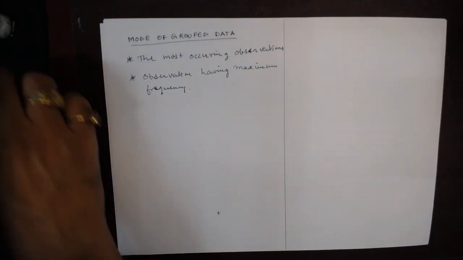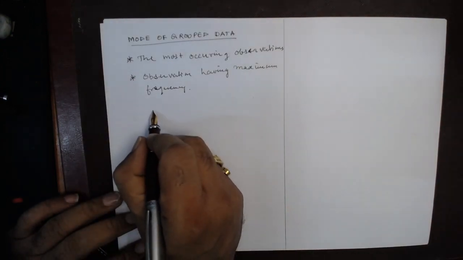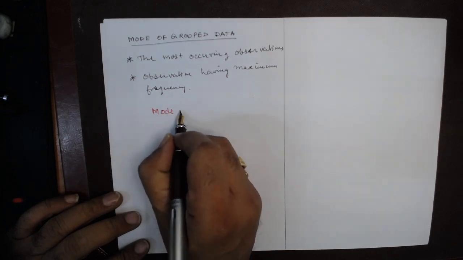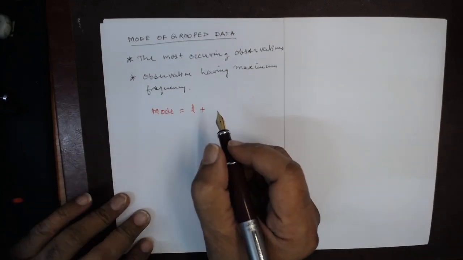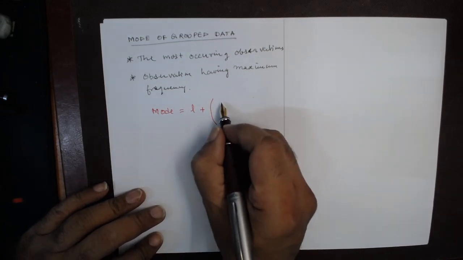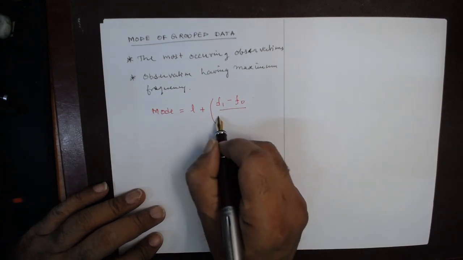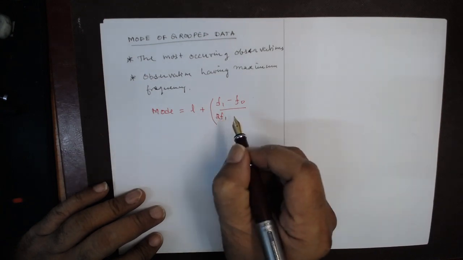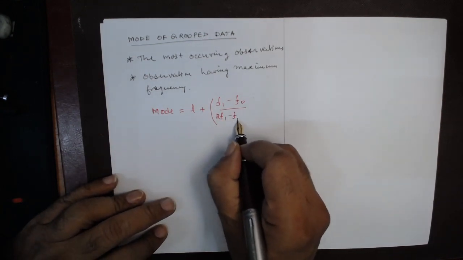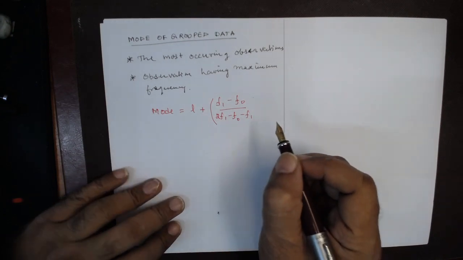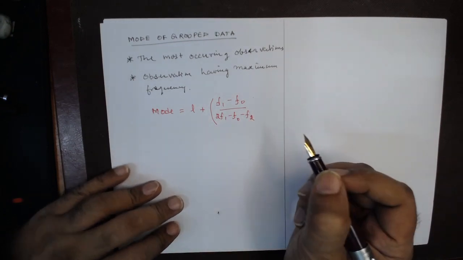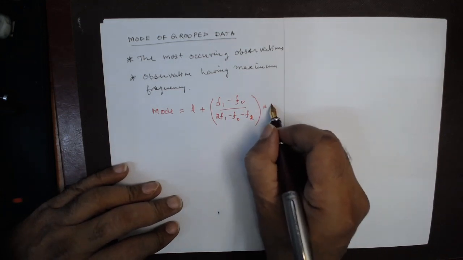Mode is given by the formula: mode is equal to L plus, open the bracket, f1 minus f0 divided by 2f1 minus f0 minus f2, close the bracket, into h.